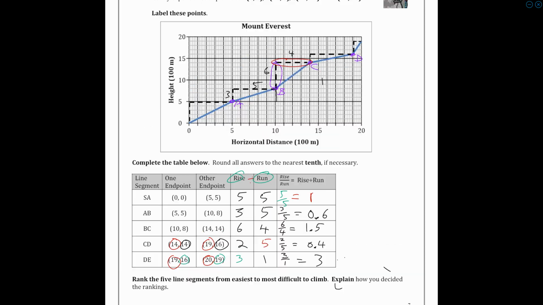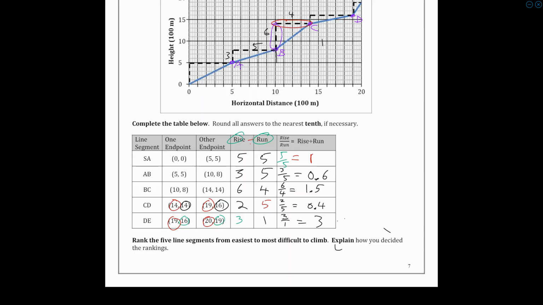All right. So now I'm asked to rank them from easiest to most difficult to climb. Now there's a bit of translation here, right? I'm thinking, okay, easiest to most difficult. Well, what's that saying about slope? The one with the lowest slope should be the easiest to climb. The one with the highest slope should be the hardest to climb. So we're probably just trying to go lowest number up to highest number.